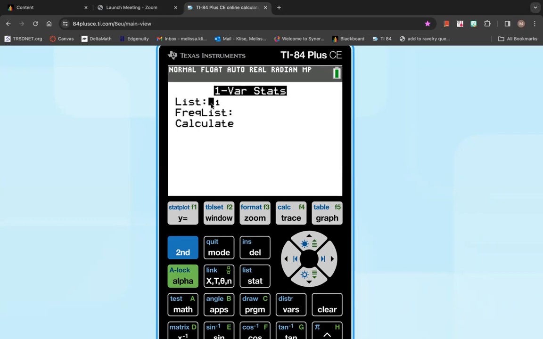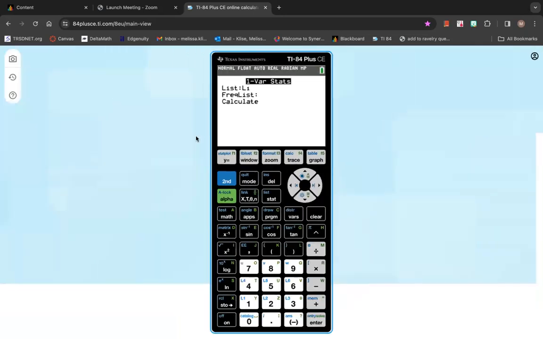Your list here should say L1. If it does not say L1, you do second one to put L1 in there. So you would do second one, and then L1 shows up in there if it doesn't already. So right now it should say list L1, your frequency list or FREQ list should be blank, and then the word calculate is underneath of it. So let's arrow down to calculate, leave the frequency list blank, arrow down to calculate and hit enter, and then this screen will pop up.